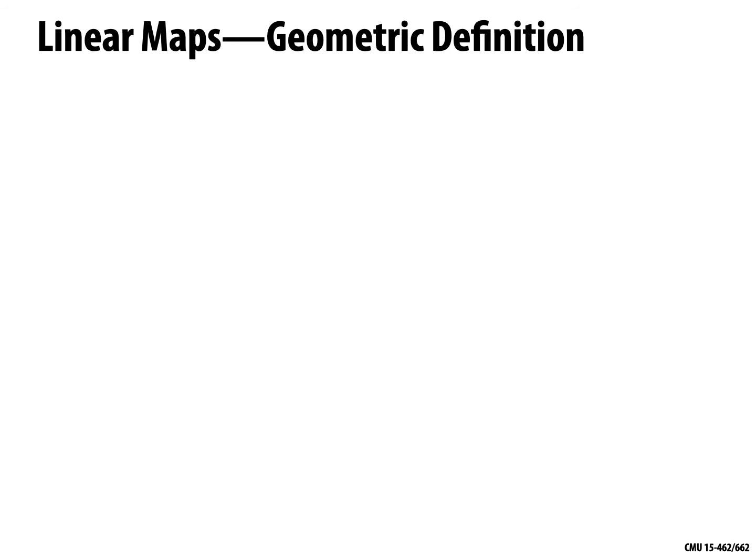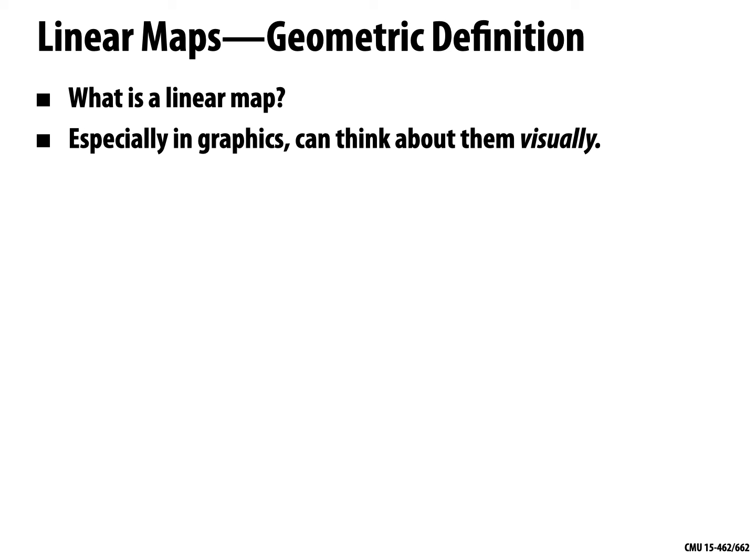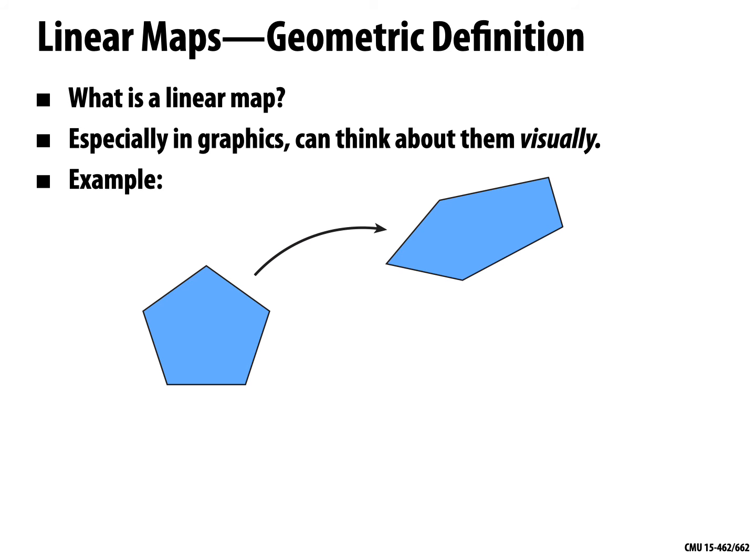How can we think about linear maps? What is a linear map? Well, especially in graphics, it's really easy to think about these visually. So just as an example, to build our intuition, let's say that we have this pentagon. Okay, and I'm going to apply two different maps to this pentagon. This one on the top and this one on the bottom. Without giving any formal definitions, just looking at these pictures and using your intuition, which of these maps would you guess is a linear map? Which of these transformations is easily expressible as a linear map?